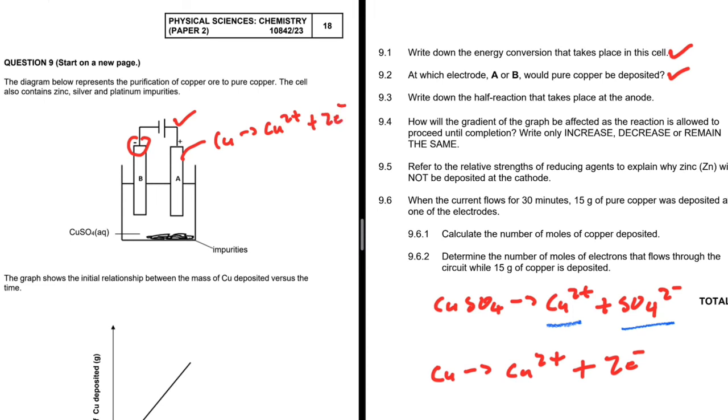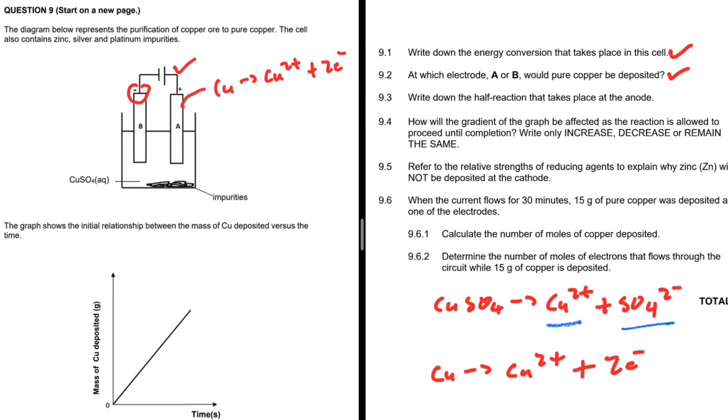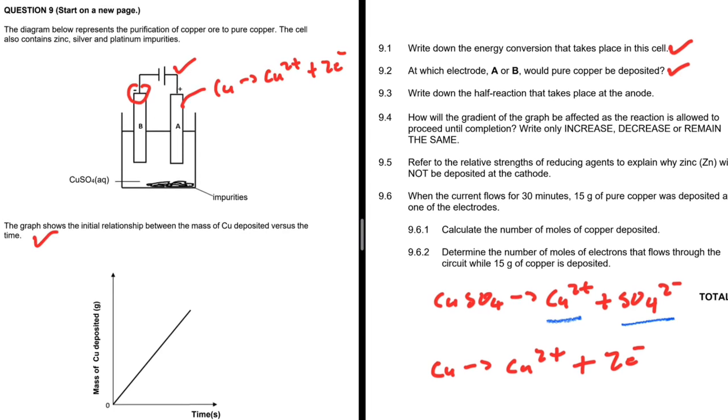Let's take a look at 9.4. How will the gradient of the graph be affected as the reaction is allowed to proceed until completion? Only increase, decrease, or remain the same. So let's take a look at what's happening here in more detail. The diagram below represents the purification of copper ore to pure copper. The cell also contains zinc, silver, and platinum impurities. The graph shows the initial relationship between the mass of copper deposited versus the time.